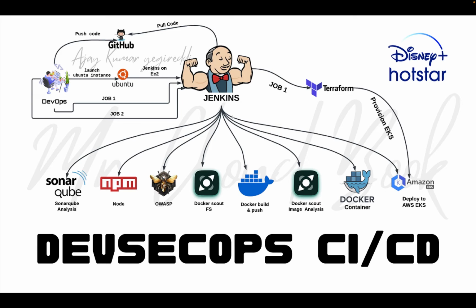After that, we are going to check whether our application is running on our Docker container. Once the Docker container is up and running and we can see the output, then we go ahead and deploy on our EKS cluster. So this is the complete process that we are going to use in this video, and let's go.